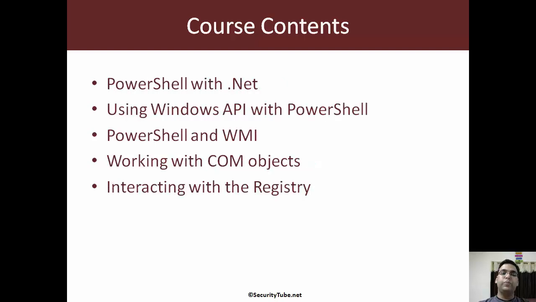Then we move on to PowerShell with .NET, where we see how to extend the functionality of PowerShell with the help of .NET, how to use .NET code and classes and assemblies, etc. in your PowerShell code. Then we move on to using Windows API with PowerShell. After that, PowerShell and WMI is discussed. After that, how to work with COM objects, how to create instances of applications on Windows, and then interaction with the registry is discussed.